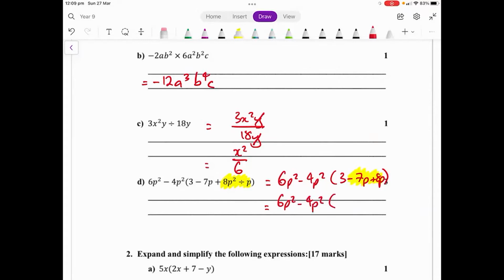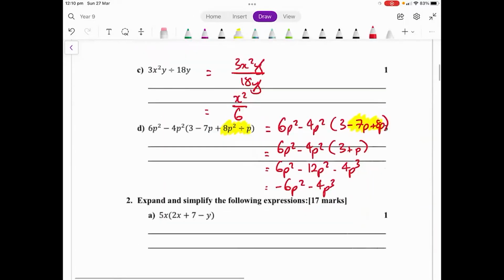Next up, we get to expand those brackets. So we leave 6p squared alone. Minus 4p squared times 3 is minus 12p squared. Minus 4p squared times p is minus 4p cubed. Collecting the p squareds gets us negative 6p squared, and leaving the p cubed alone gets you minus 4p cubed. Final answer, minus 6p squared minus 4p cubed.